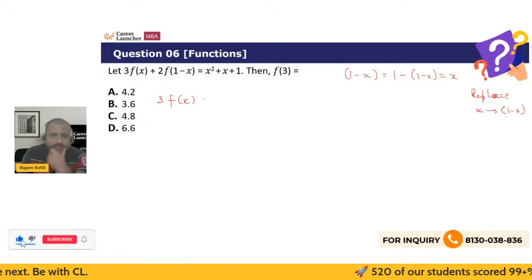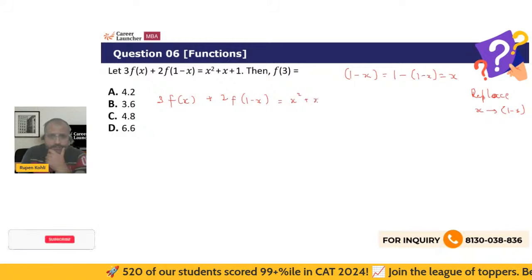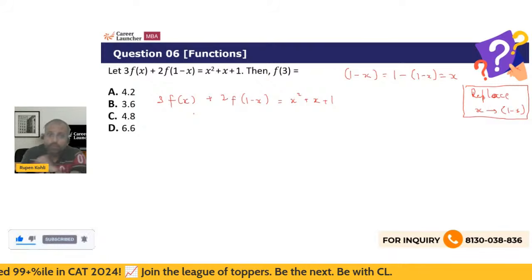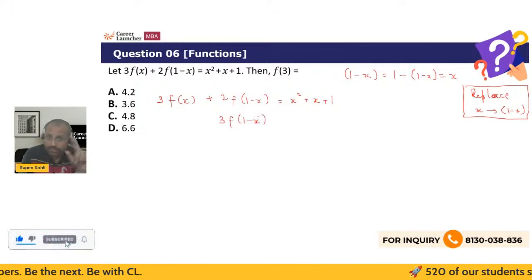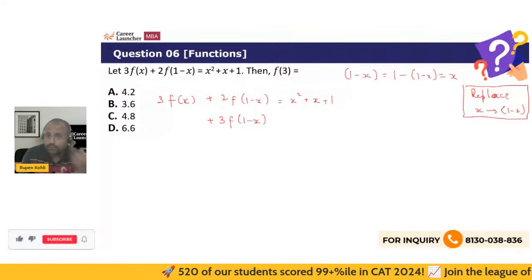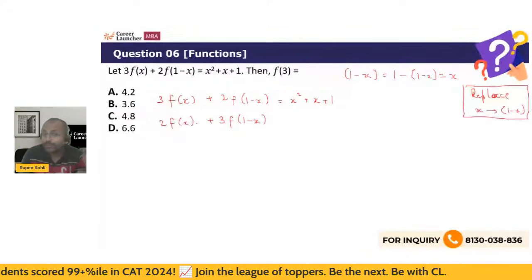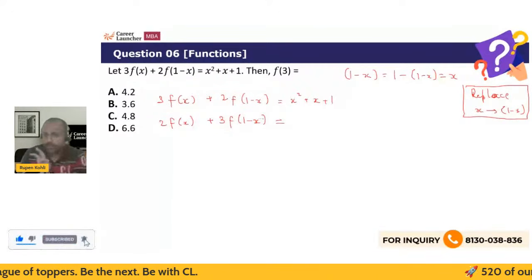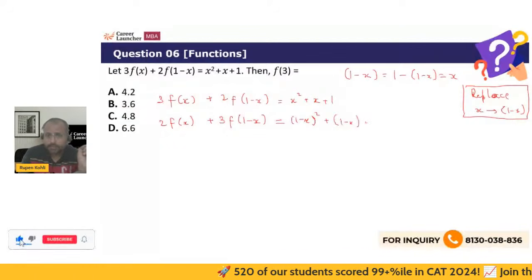The given equation is 3f(x) plus twice of f of 1 minus x equals x squared plus x plus 1. Replace x with 1 minus x throughout. So 3 times f of 1 minus x, which I'm writing here because I want to eliminate this, plus twice of f of x, as 1 minus of 1 minus x is back to x. So twice f(x) plus thrice f of 1 minus x, a classic linear equation in terms of f(x) and f of 1 minus x, equals (1 minus x) the whole squared plus 1 minus x plus 1.